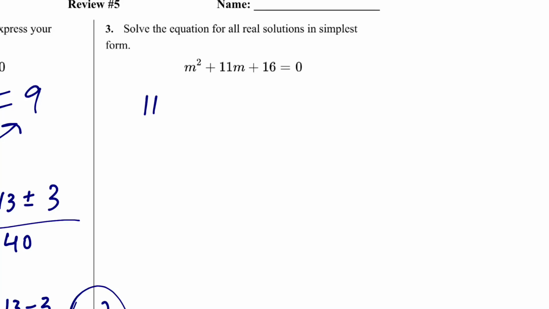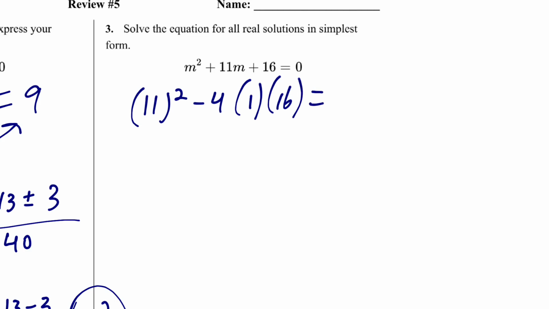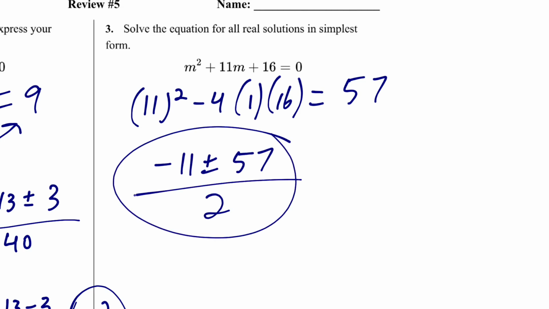Next up, 11 squared minus 4 times 1 times 16 tells you the discriminant. That turns out to be 57, which is not a perfect square and not anything that I can round. So this is just my final answer. Negative b plus or minus the square root of the discriminant. Sorry, almost forgot the square root there. All over 2 times a.